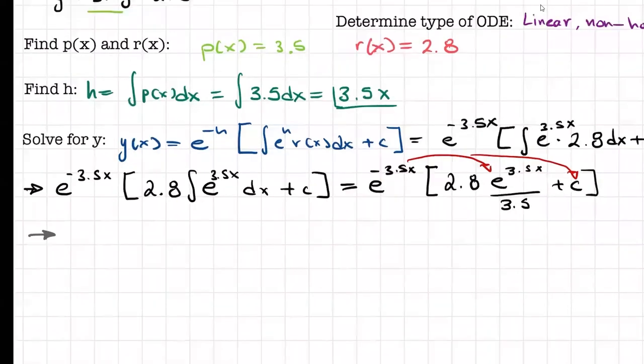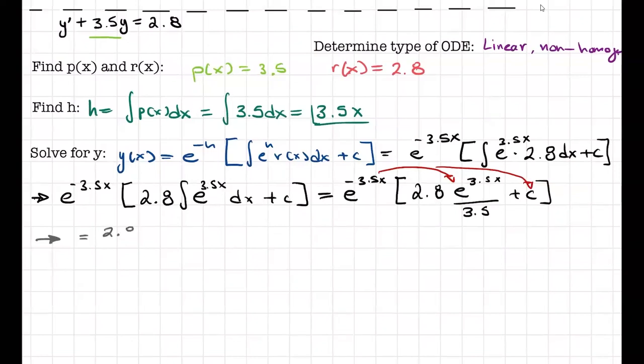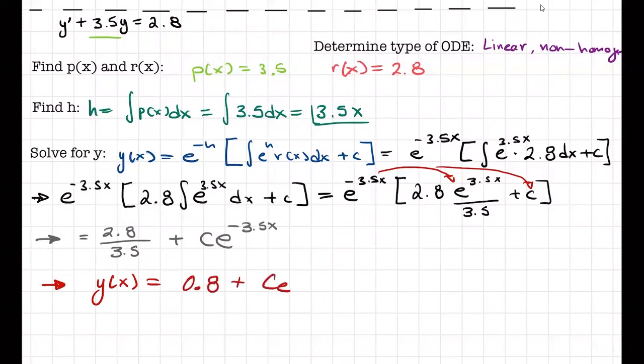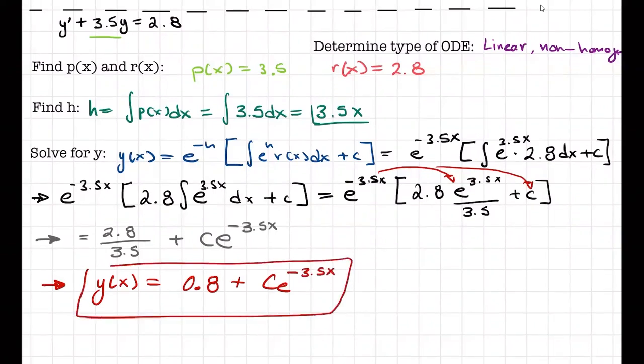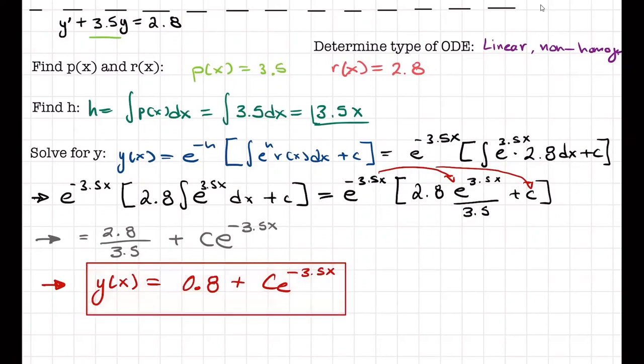So we end up with 2.8 over 3.5, because the e to the x's cancel, plus c times e to the negative 3.5x. Do not forget that, because we distributed that. And now we can simplify even further, and we get that y of x is equal to, if you simplify the 2.8 over 3.5, that's 0.8 plus c e to the negative 3.5x. And this is the solution to our problem.